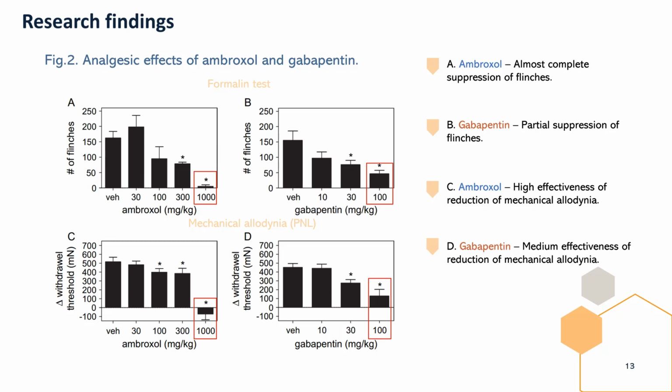Panels C and D show the effect of both compounds on mechanical allodynia in a model of partial nerve ligation. With ambroxol, there was a negative recording at the highest dose, indicating that in some animals the operated paw was less sensitive than the contralateral paw. On panel D, we see that there were no negative values, but there were still significant changes in comparison to the vehicle. These first experiments indicate that ambroxol has analgesic properties. Thus, the highest doses, which are 1000 and 100 mg per kg for ambroxol and gabapentin respectively, were used in future experiments for comparing the drugs' effects.